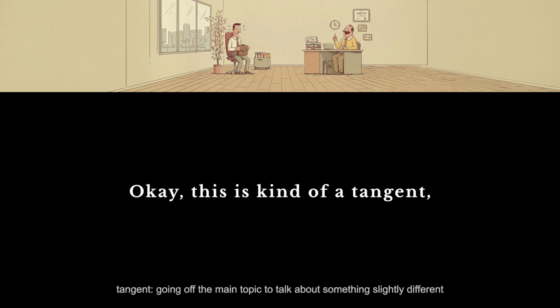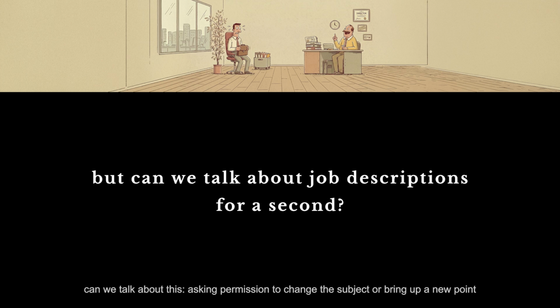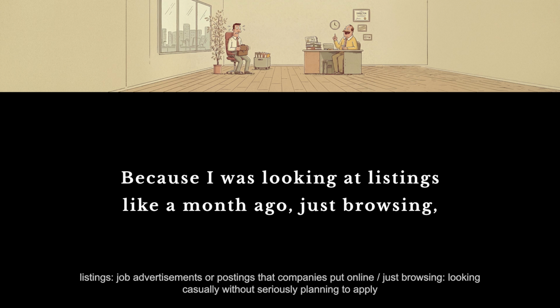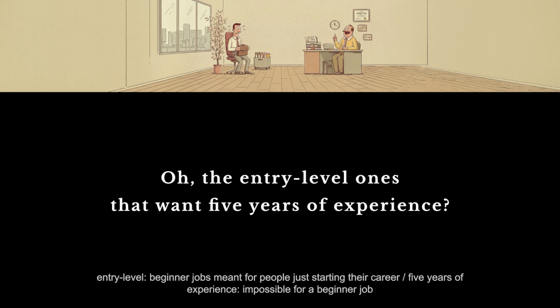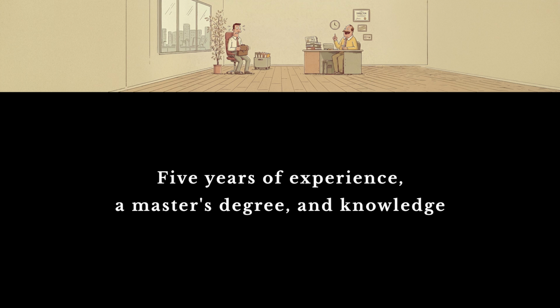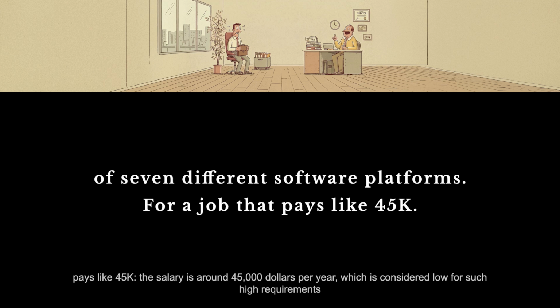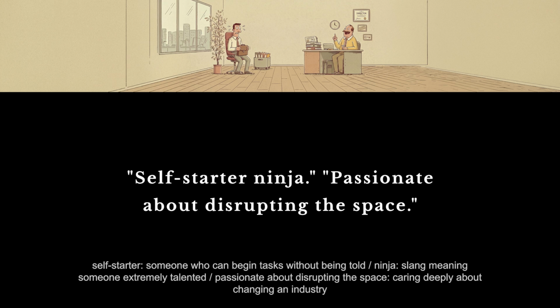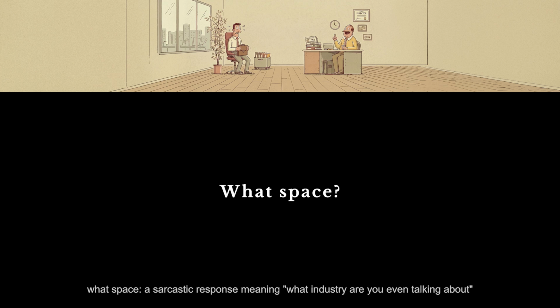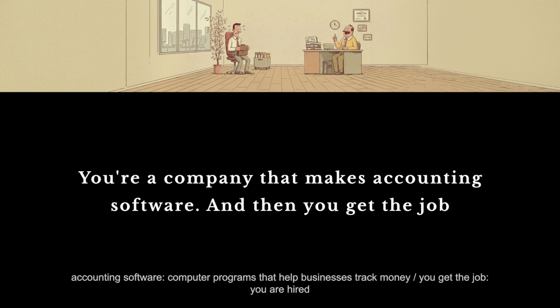Okay, this is kind of a tangent, but can we talk about job descriptions for a second? Because I was looking at listings like a month ago, just browsing, and the things companies ask for are insane. Oh, the entry-level ones that want 5 years of experience? 5 years of experience, a master's degree, and knowledge of 7 different software platforms for a job that pays like $45K. And the language. We're looking for a rockstar, self-starter ninja, passionate about disrupting the space. What space? You're a company that makes accounting software.